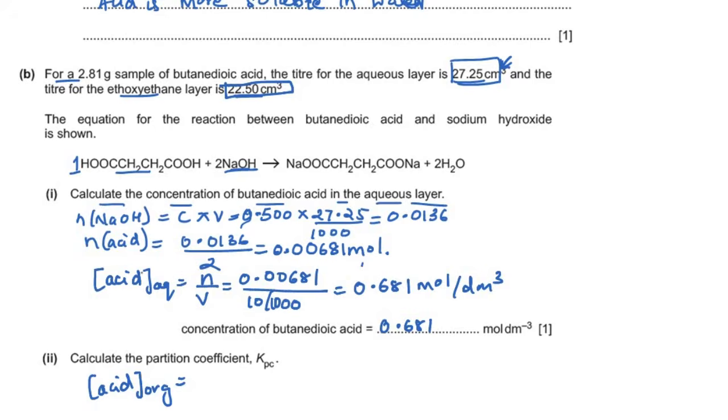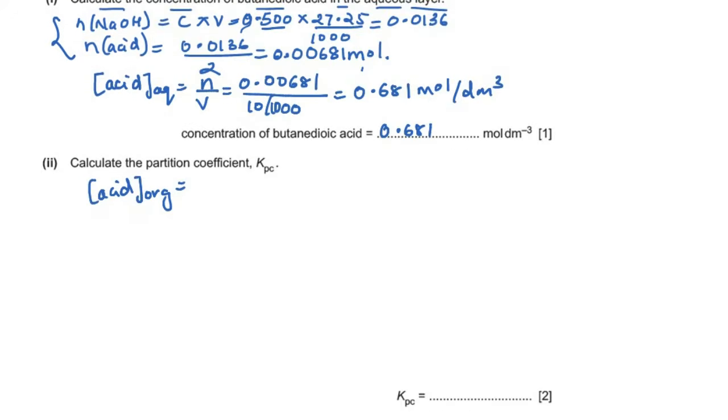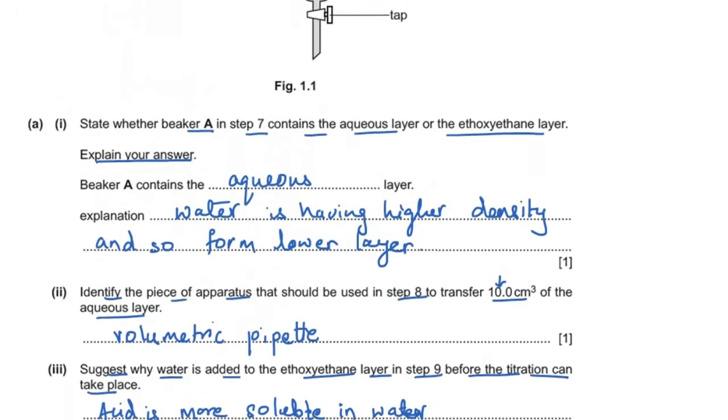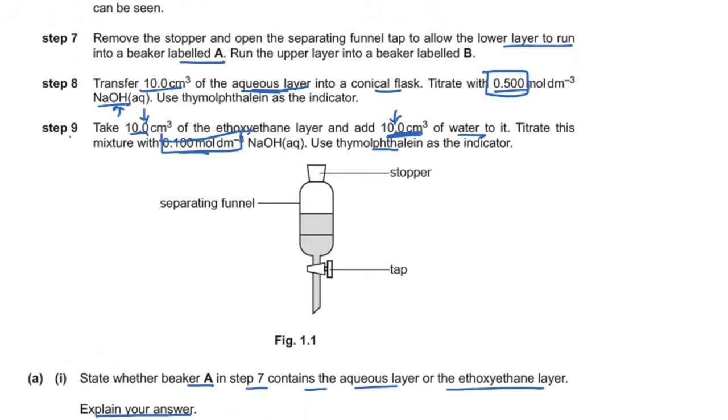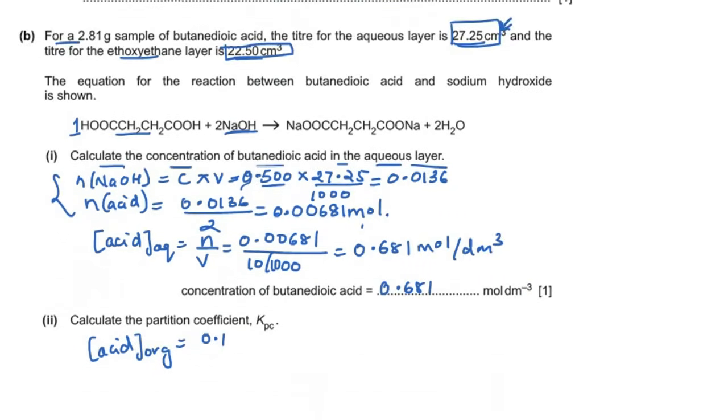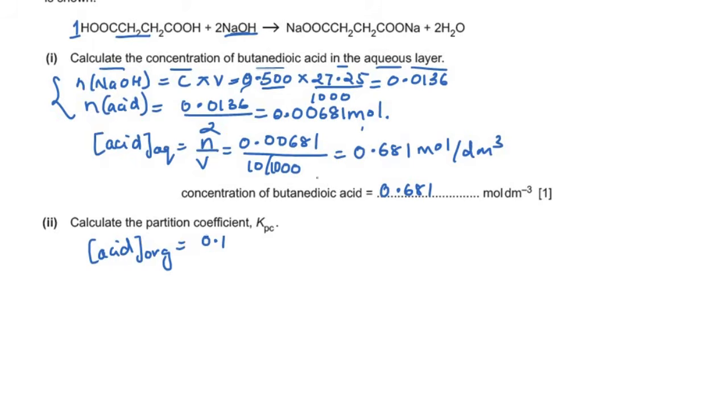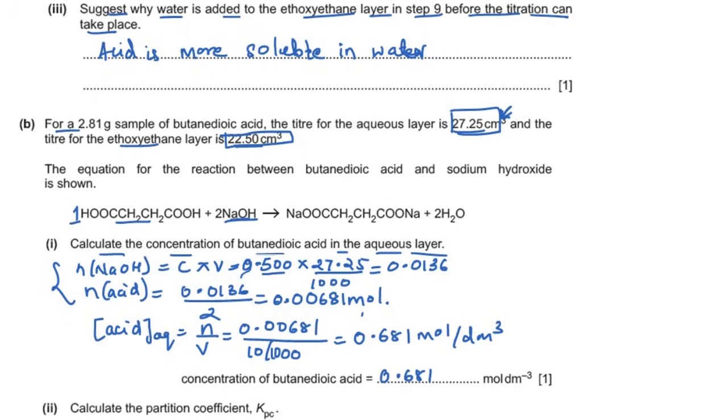So if we calculate according to the method which we have used here, it is concentration multiplied by volume and then divided by 2. So if we use that directly here, the concentration is 0.1 for the butanedioic acid in the organic layer. If we check step 9, the concentration of NaOH used here is 0.1. So the concentration used is 0.1. That should be multiplied by the volume, that is 22.